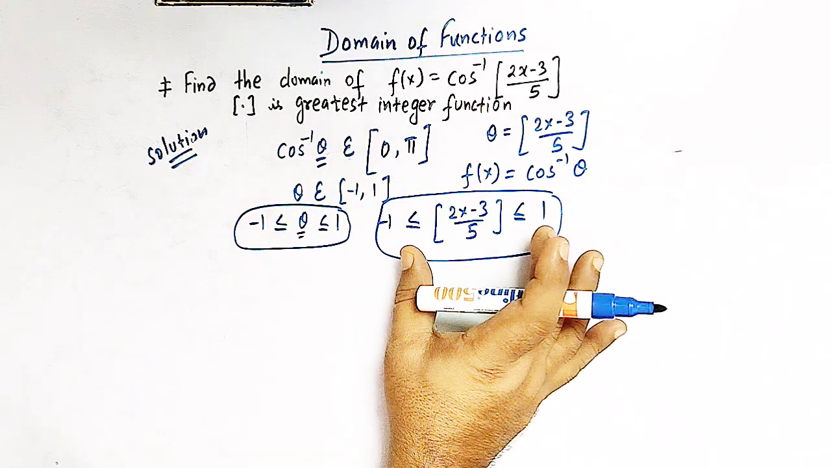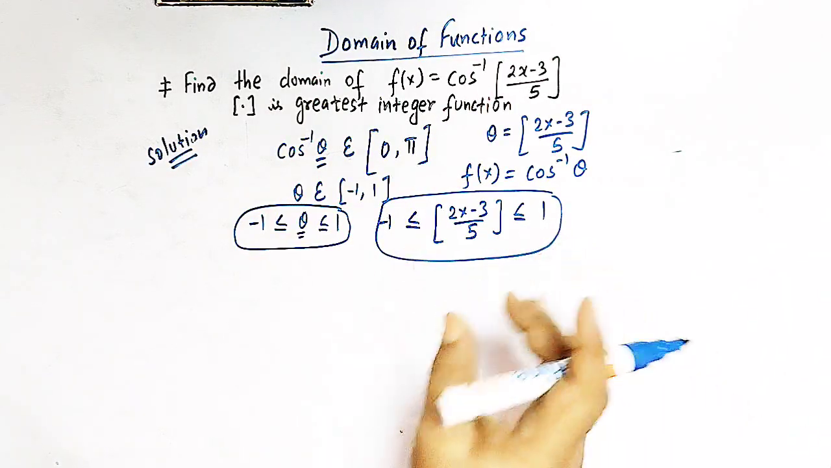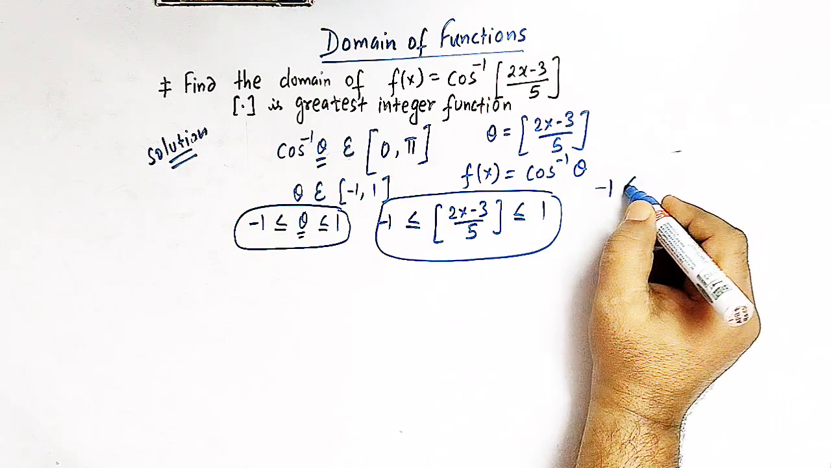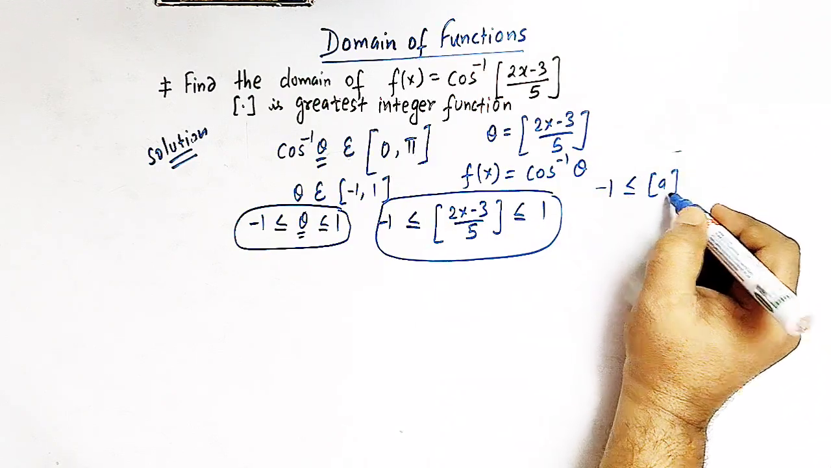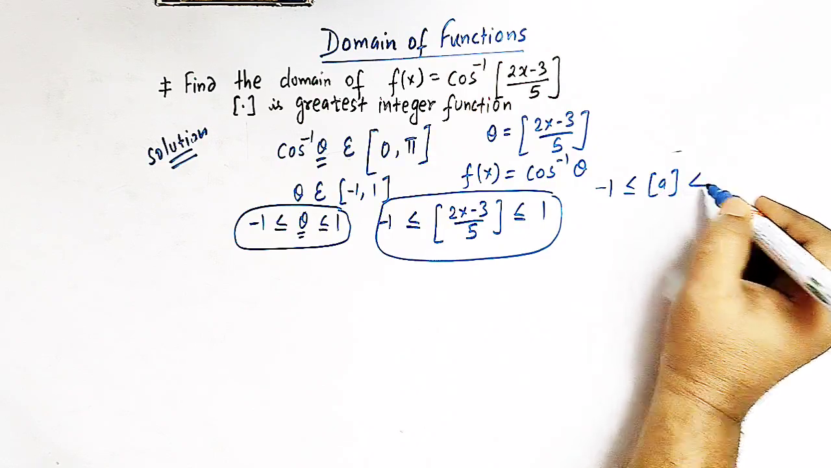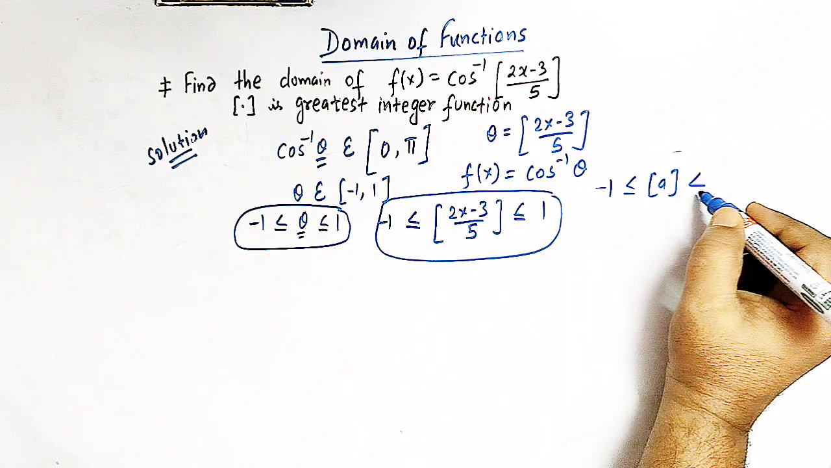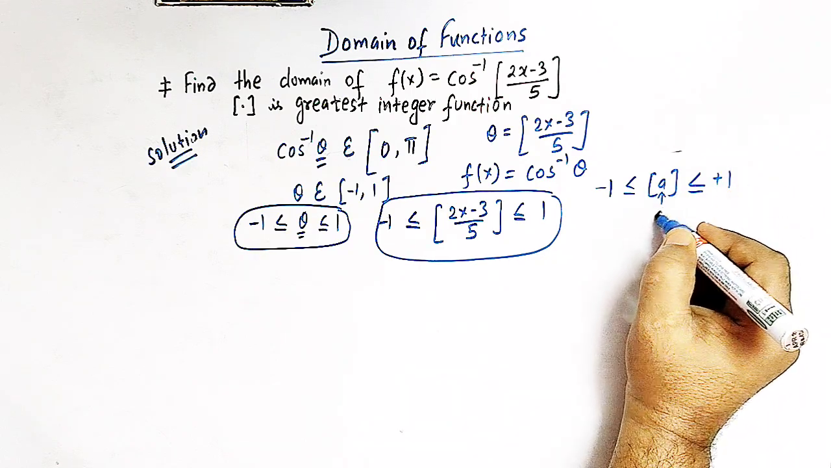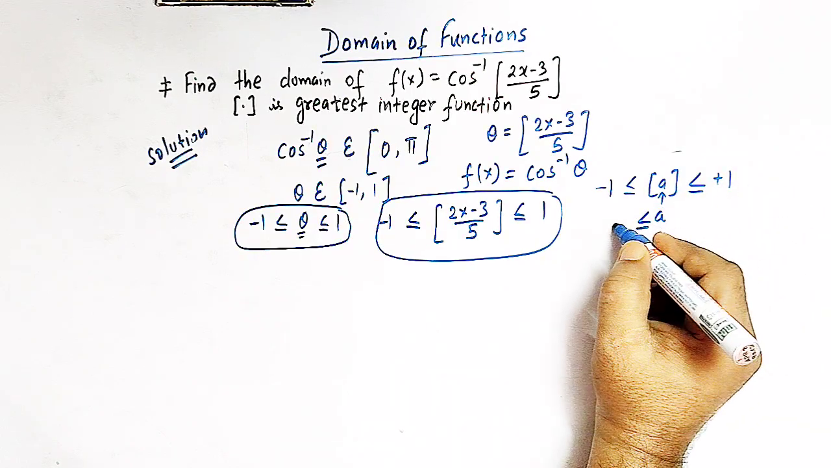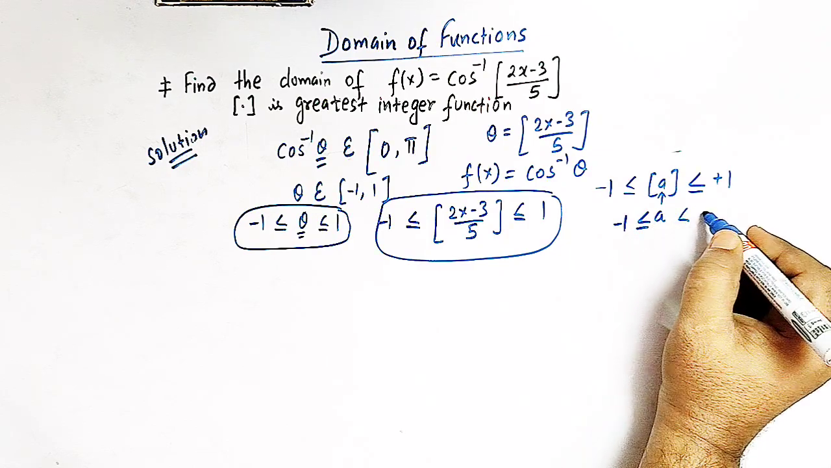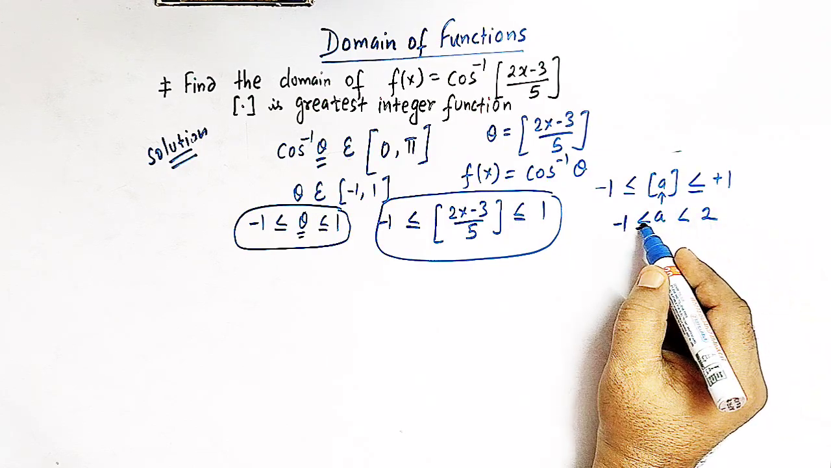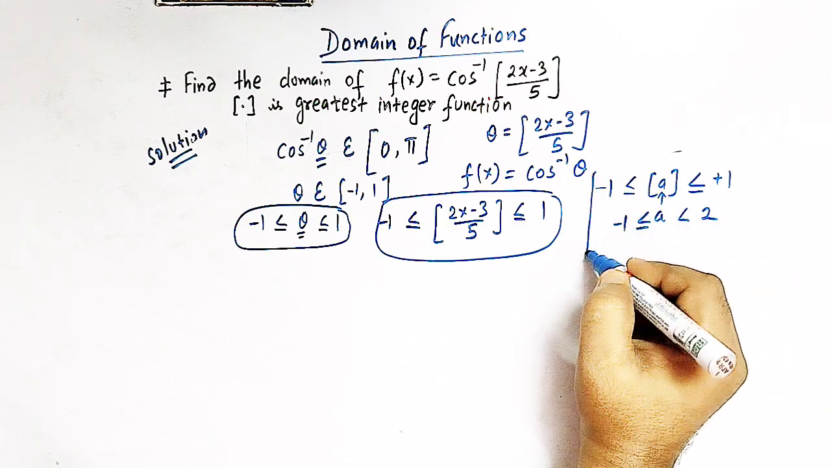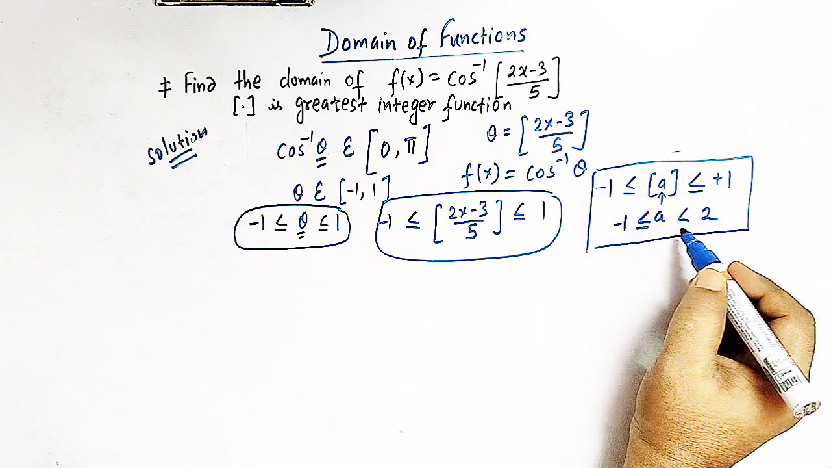So now to solve this inequality, we have to make use of one important result, which says that if we have the inequality, the greatest integer of a is greater than or equal to minus 1 but less than or equal to plus 1, then this a must belong to the interval minus 1 to 2. So here a should be greater than or equal to minus 1 but less than 2. So we'll make use of this result.